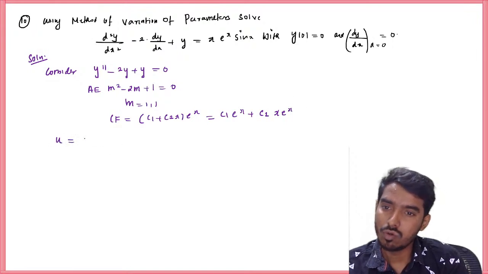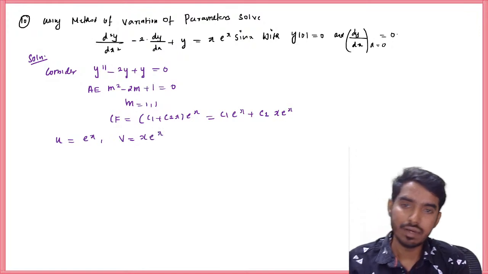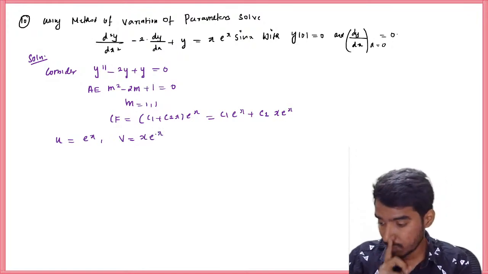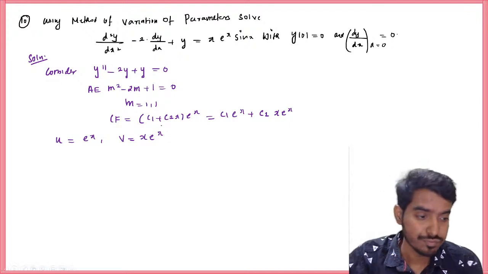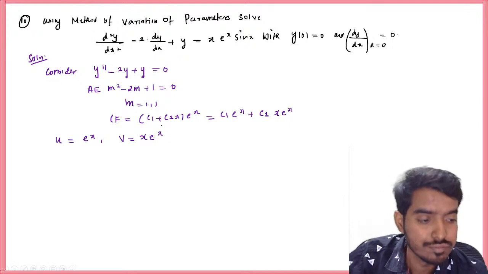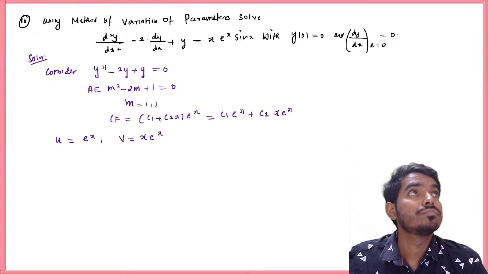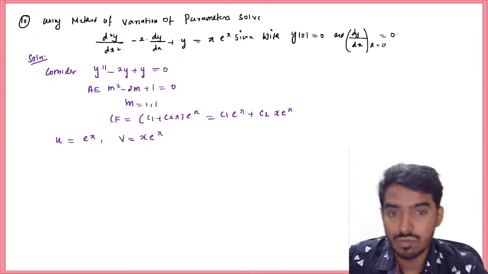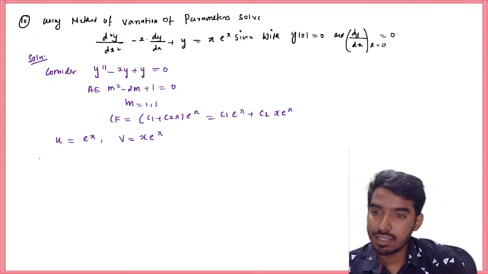Therefore, your u is e power x, v is x e power x, right? Okay. So v is x e power x. Now find the Wronskian.